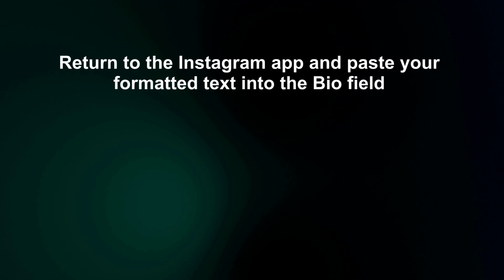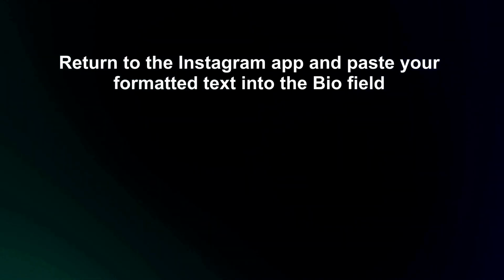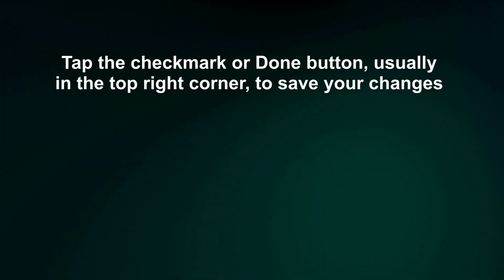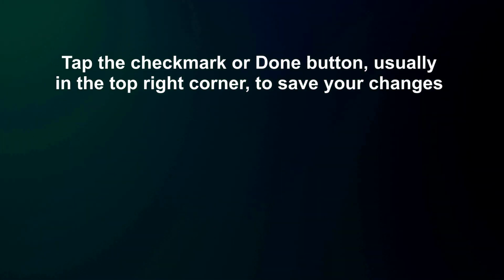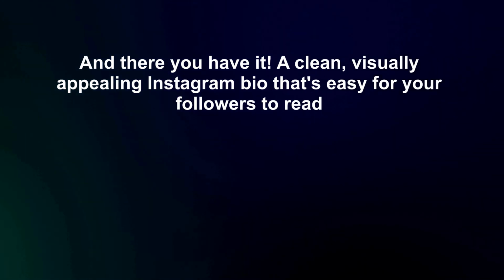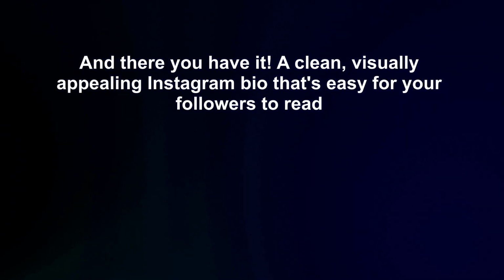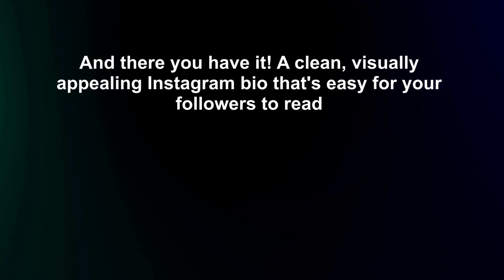Return to the Instagram app and paste your formatted text into the bio field. Tap the checkmark or Done button, usually in the top right corner, to save your changes. And there you have it, a clean, visually appealing Instagram bio that's easy for your followers to read.